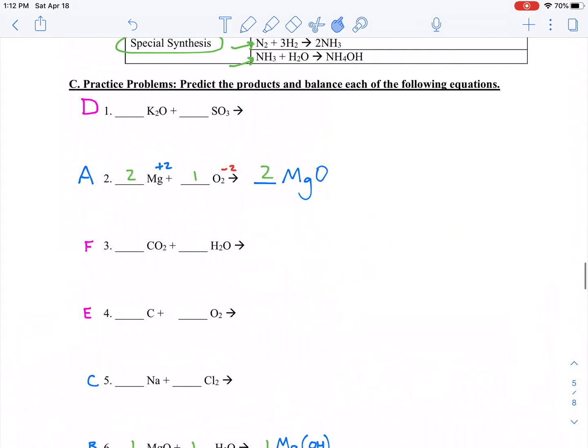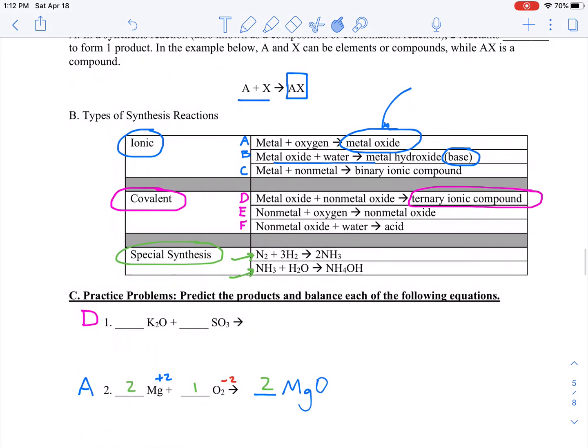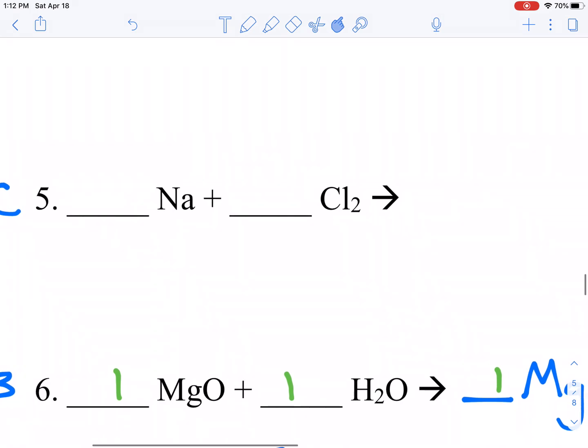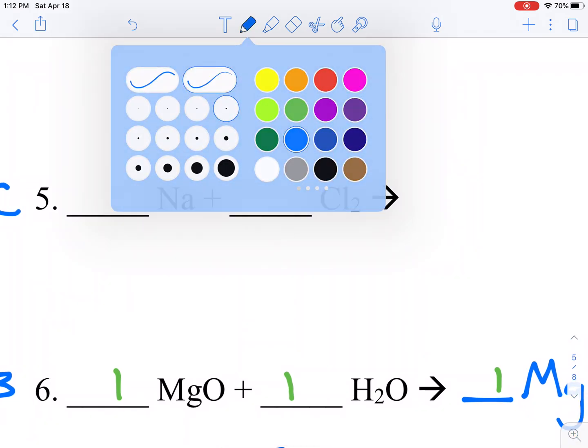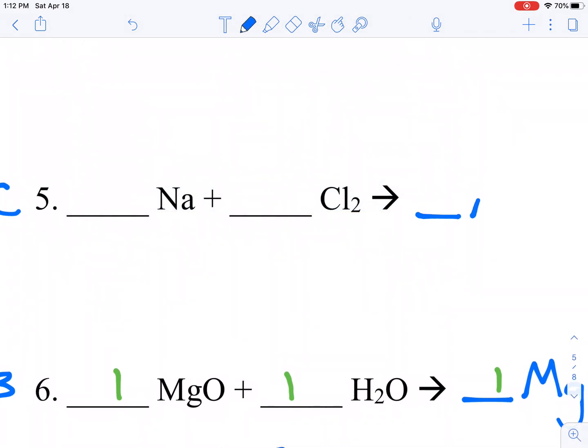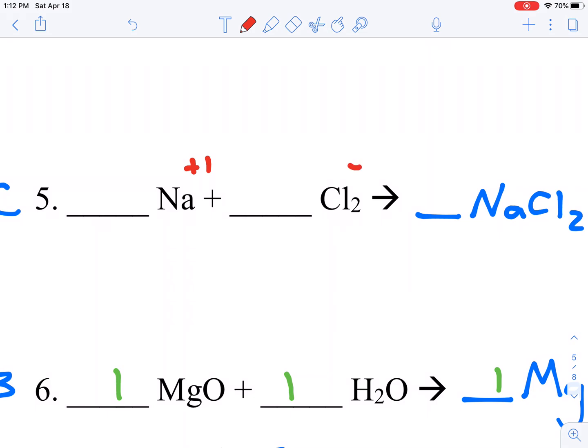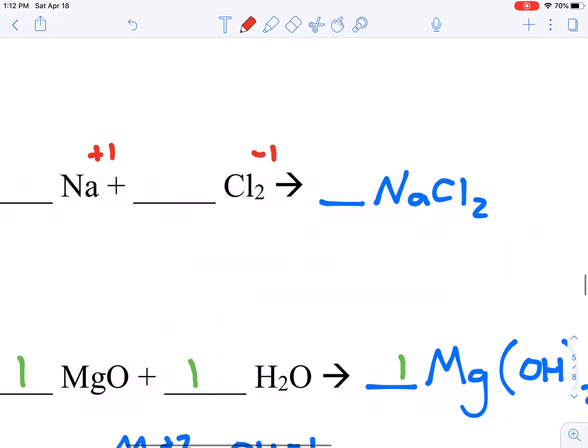Looking at letter C says if we have a metal and a nonmetal, we're simply going to make a binary ionic compound. Well, a binary ionic compound is simply charging or crossing those charges correctly. So again, we can't make this NaCl2, right? Why is that? Because Na is a +1, Cl is a -1. So when we put those together, we need 1 Na and 1 Cl.